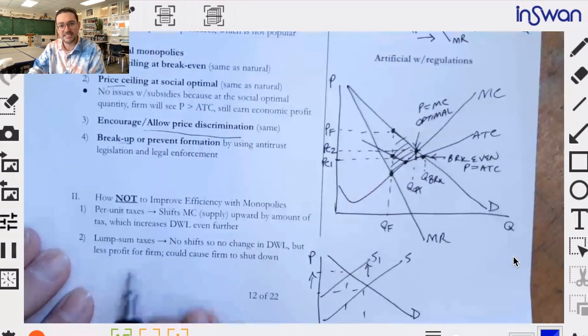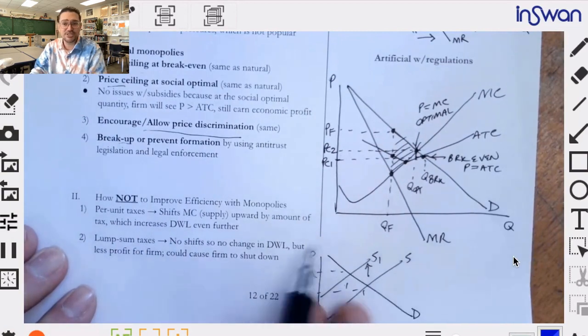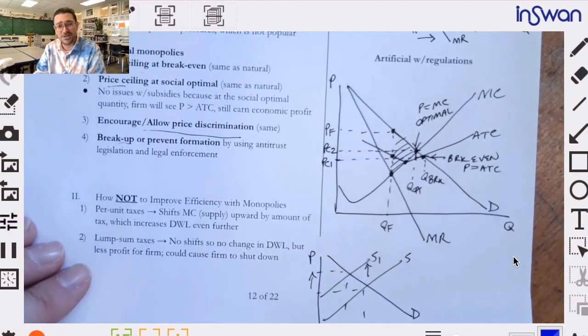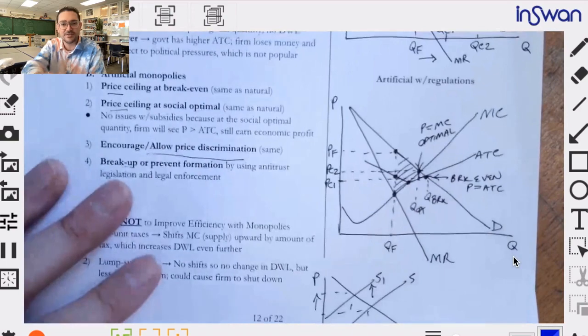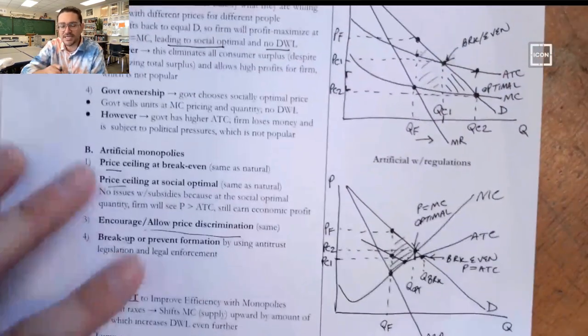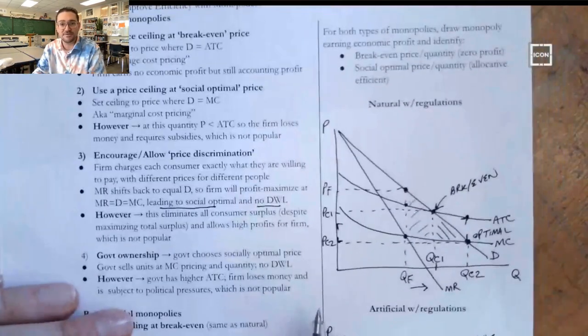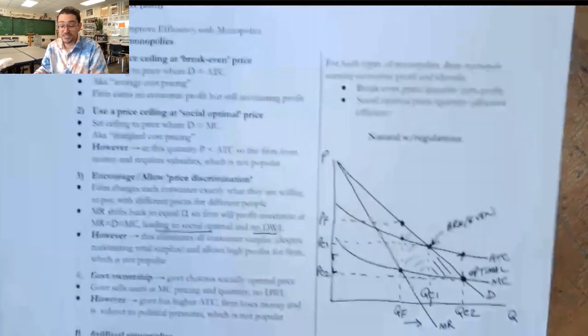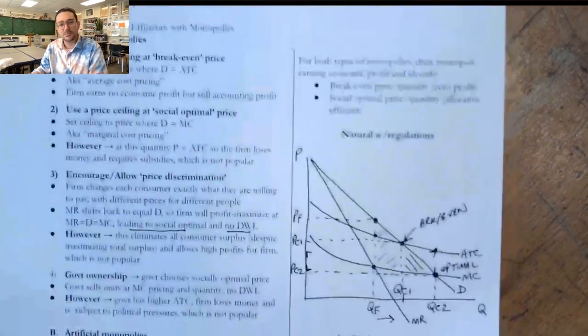So we wouldn't want to use a per unit tax. If we used a lump sum tax, it doesn't change the quantity at all, so it doesn't change the deadweight loss. It just takes away some of the money that this firm might be earning. And in those cases, that doesn't solve the problem of the inefficiency. It just takes away some of the money that this monopolist is earning. So we wouldn't want to use taxes.